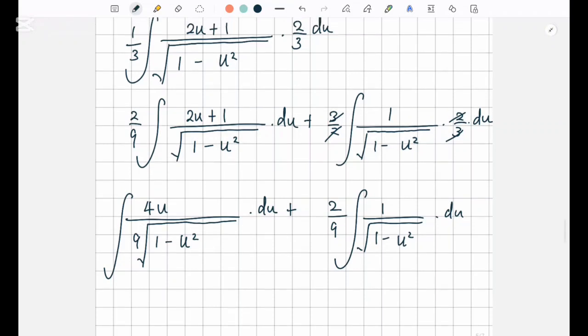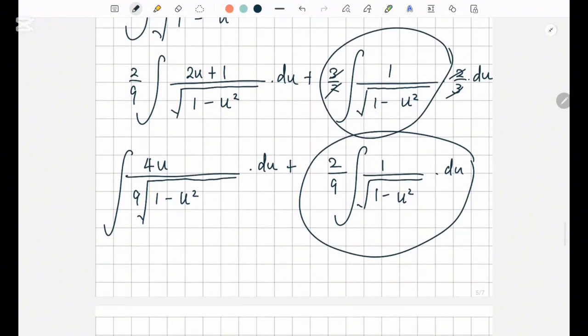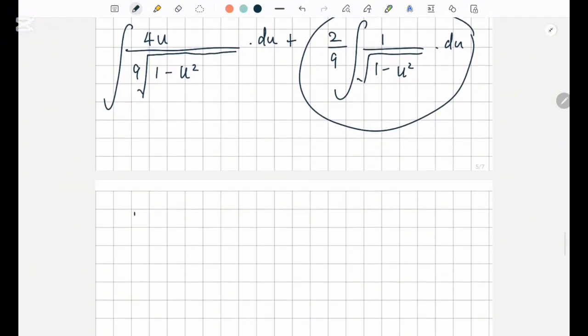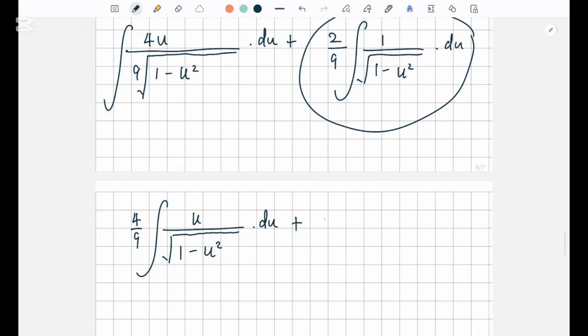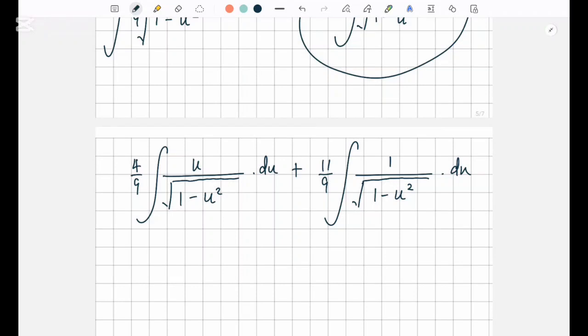Right, now you can see I can add this term with this term, right? So our final integral would be 4 over 9, you take it out, u over root 1 minus u squared dot du plus, so 2 over 9 plus 1 is 11 over 9, the integral of 1 over root 1 minus u squared. This is your final integral. Now let's do the integral.